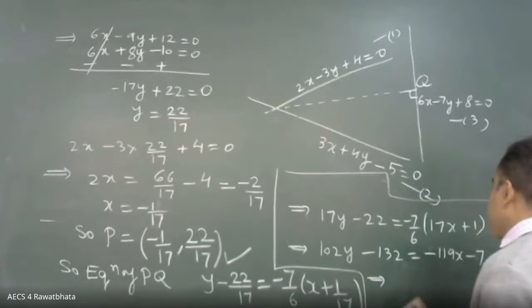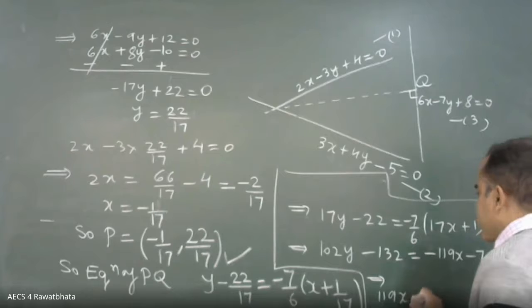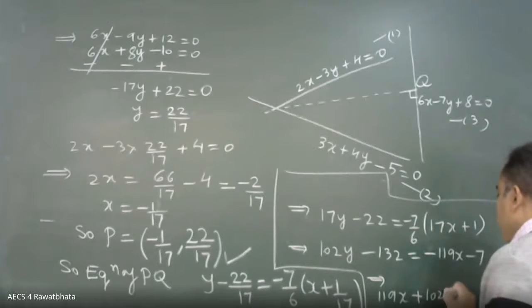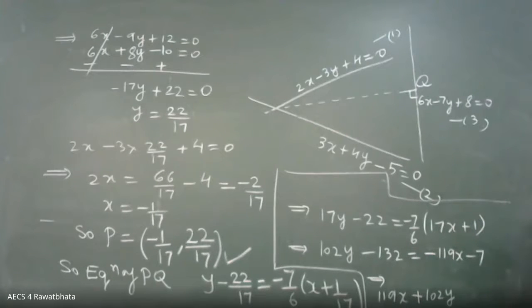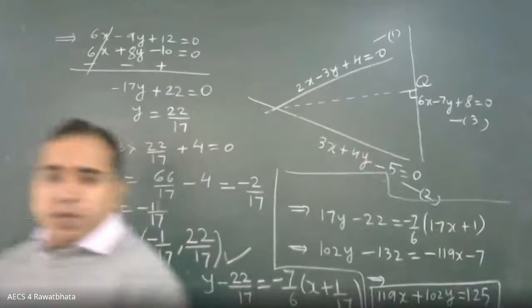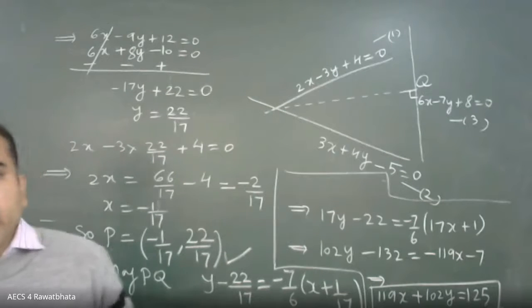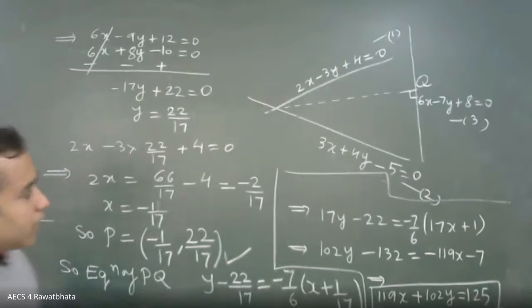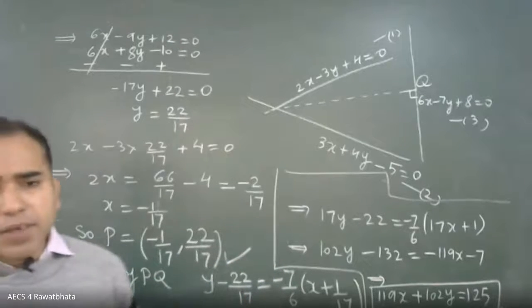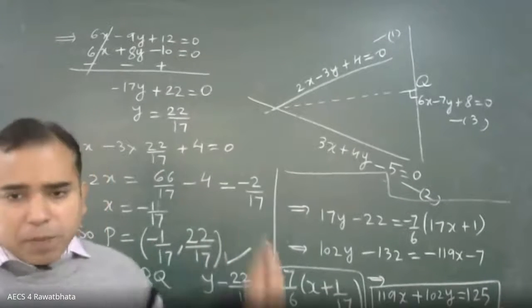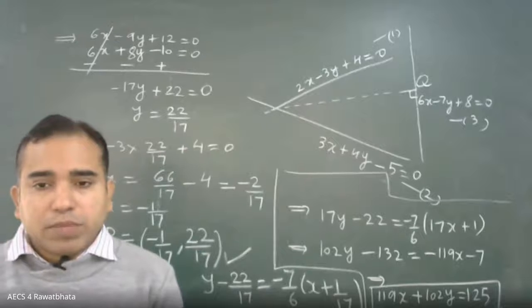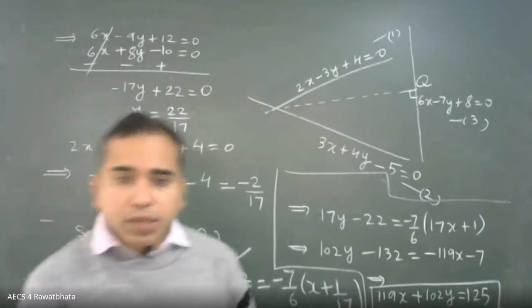All the students, please check the answer. I am getting 119x plus 102y equals 132 minus 7, how much? 125. Is this right, students? Please check. Yes, sir. Is it correct? Please check and verify. Yes, sir. So you saw what we had to do? Don't get troubled by heavy numbers. Even if the numbers are heavy in multiplying, no issue. You be confident, keep doing, you will get your answer.